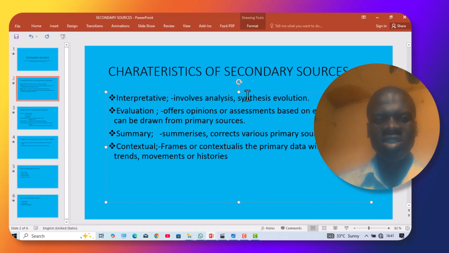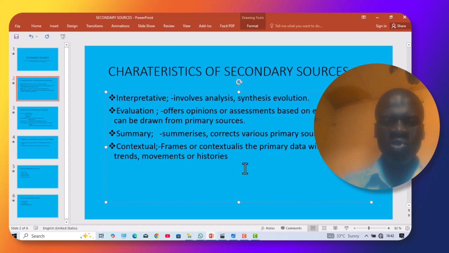Then also it's a summary. Thereby, in our definition of secondary, we said it summarizes all the information. Then we have the next characteristic being contextual. That is, it frames the primary data. Data here we mean information within the broad range of movements or histories. So those are some of the characteristics of secondary sources.